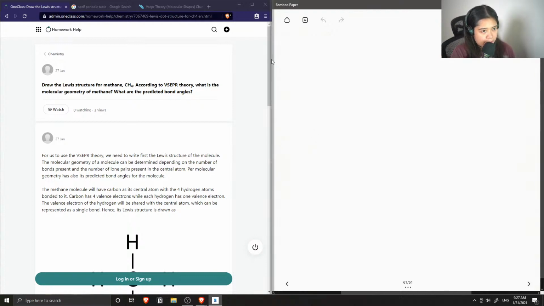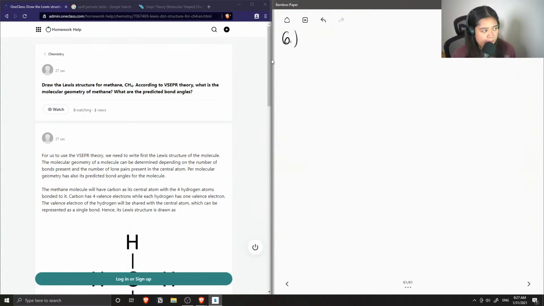Okay, so question number 6. Draw the Lewis structure for methane, which is CH4. According to VSEPR theory, what is the molecular geometry of methane, and what are the predicted bond angles?